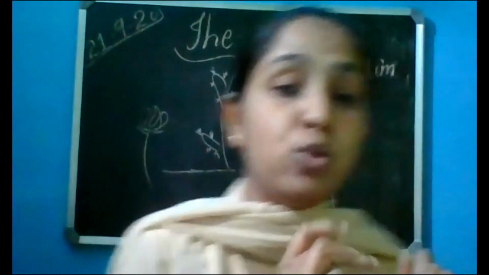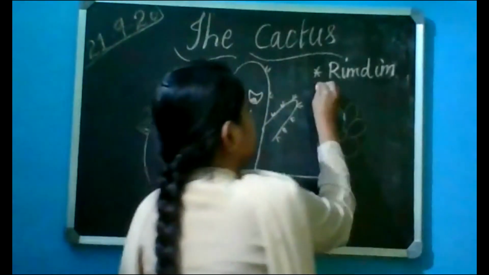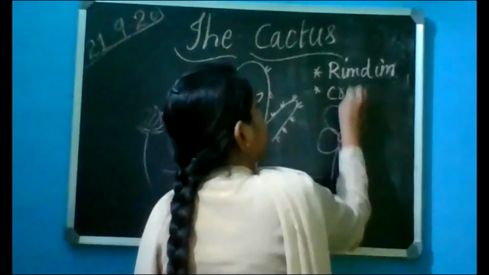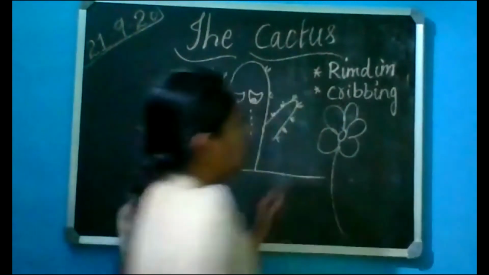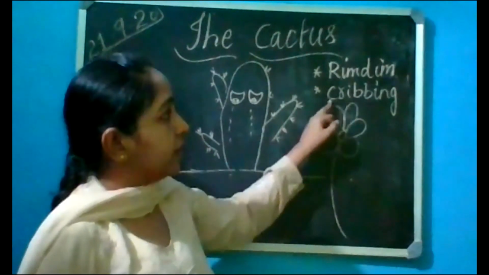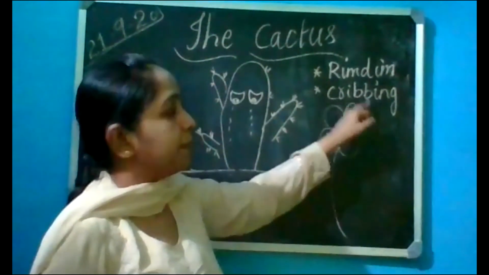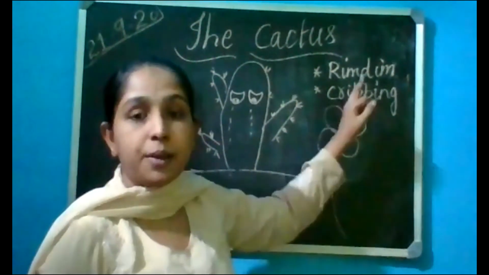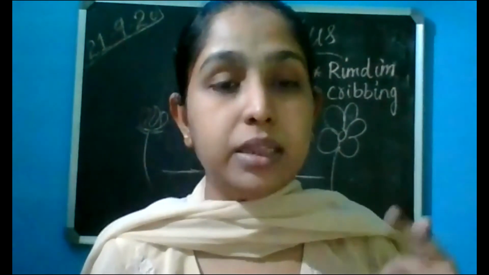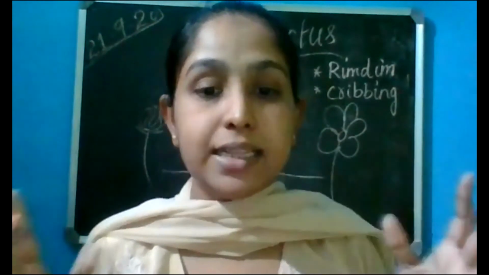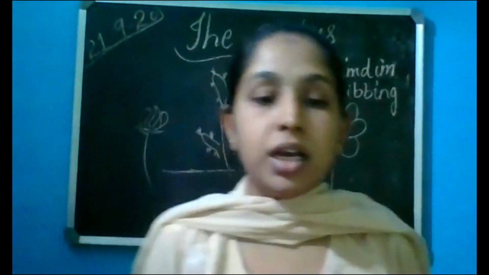So what is the new word we have learned here, children? It is cribbing. See here, C-R-I-B, crib, B-I-N-G, bing. Cribbing. Cribbing is nothing but complaining. They kept complaining, "Why have an ugly cactus in the center of the garden?"